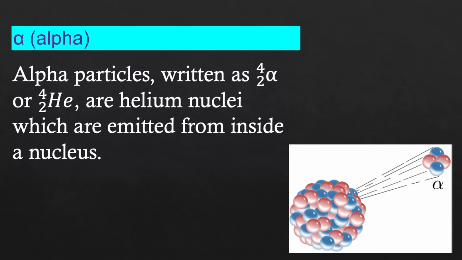Alpha particles are simply helium nuclei which are emitted from inside a nucleus. Large nuclei that are unstable typically undergo alpha radiation in order to become more stable. Polonium-210 is a common example of a nucleus that undergoes alpha decay. It is a favorite of the Kremlin. They use it to poison and kill dissidents.